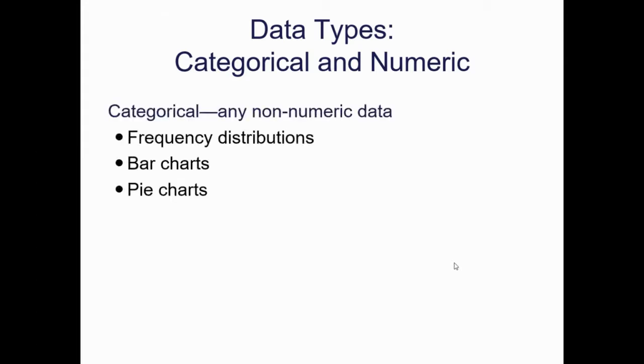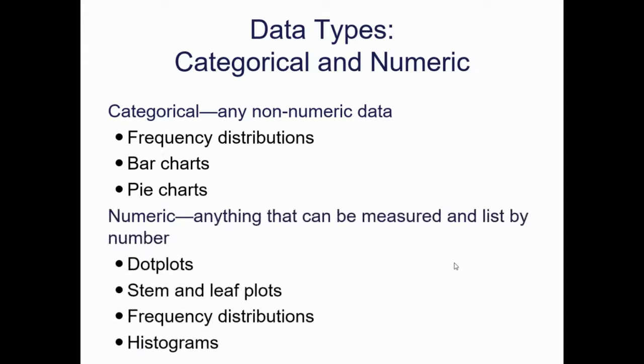Now for categorical, which is any non-numeric data, you can use frequency distributions, bar charts, and pie charts. We'll spend quite a bit of today looking at these two, bar charts and pie charts.